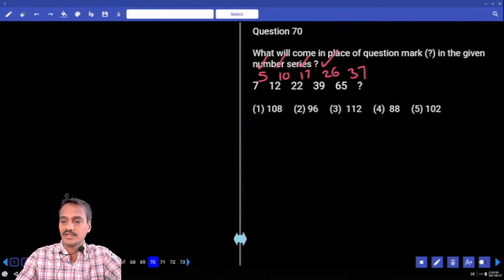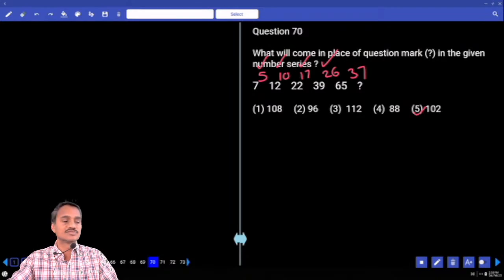Last digit, 2. And 6 plus 3, 10, and that leaves 1. 1, not 2. Choice 5.